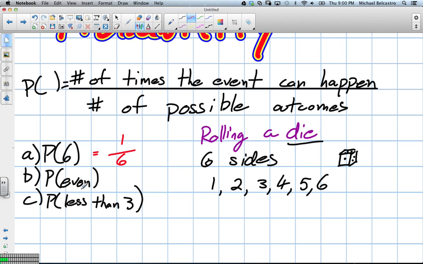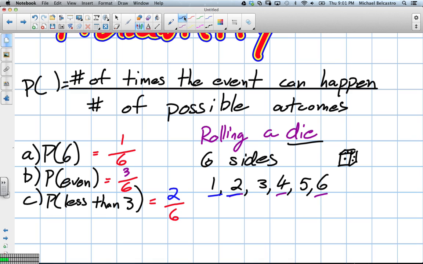P of an even number. What are the number of possible outcomes? There's 6, and the even numbers are 2, 4, and 6. There are 3, so that's 3 out of 6. What about less than 3? The total number of outcomes is 6, and less than 3 means the numbers 1 and 2. So 2 out of 6 would be your probability.